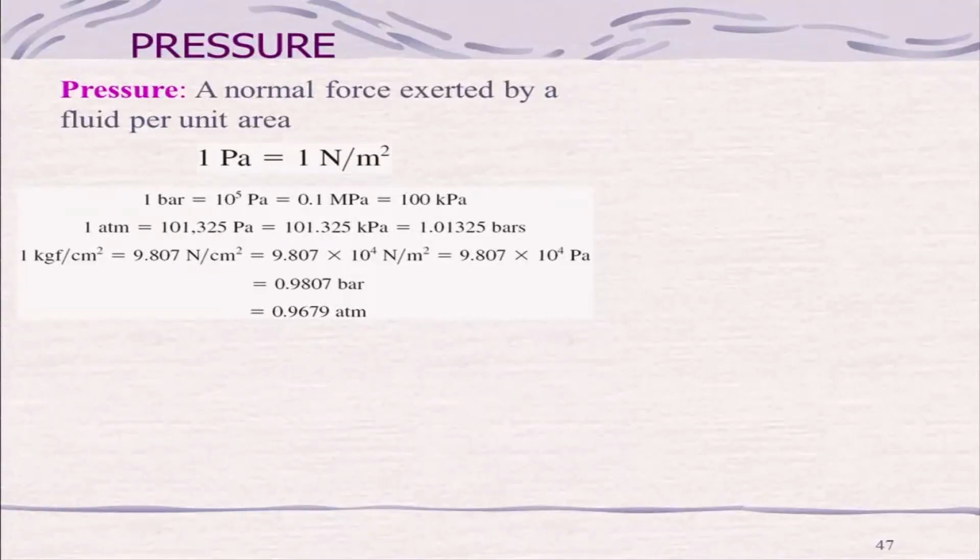Similarly, one can think of using 1 kg per centimeter square, this is in MKS unit, that is equal to 9.807 Newton per centimeter square. This is basically 98.07 kilopascal. Am I right? Because 10 power 3 is kilo, so you multiply 10 into 9.8, 98 point, and this is equal to basically 0.9807 bar. This pressure is also expressed in terms of PSI, pound per square inch, right.